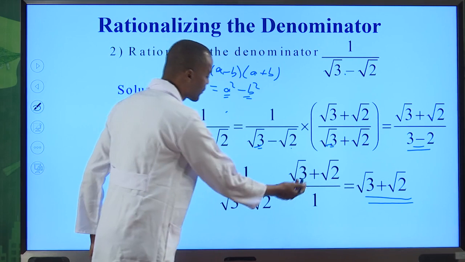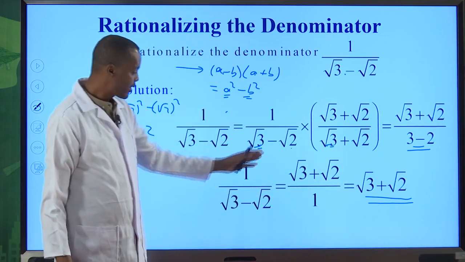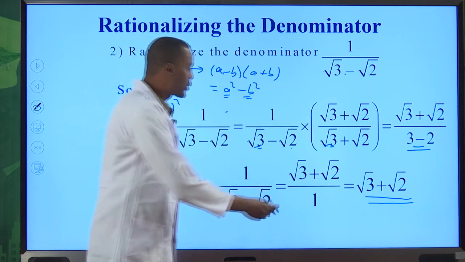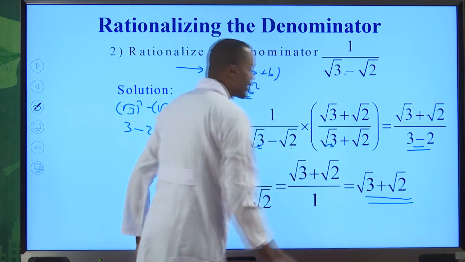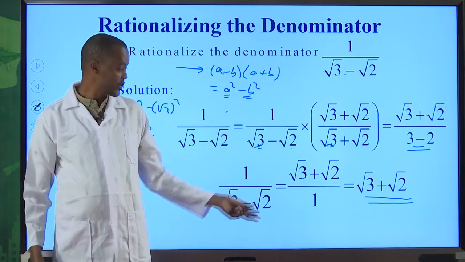We can ignore the being divided by 1 here. As you can see, any number divided by 1 is the same. So in this final expression, there is no irrational number appearing as the denominator of the given expression.